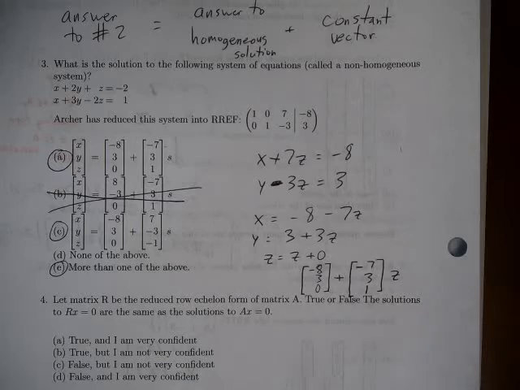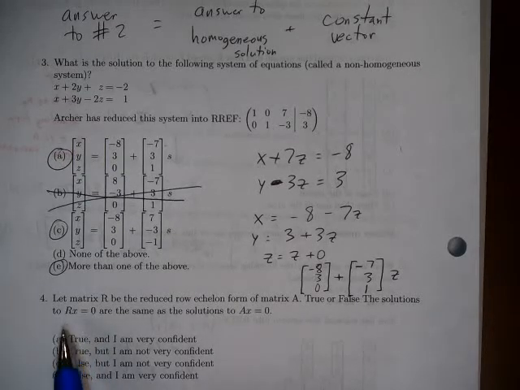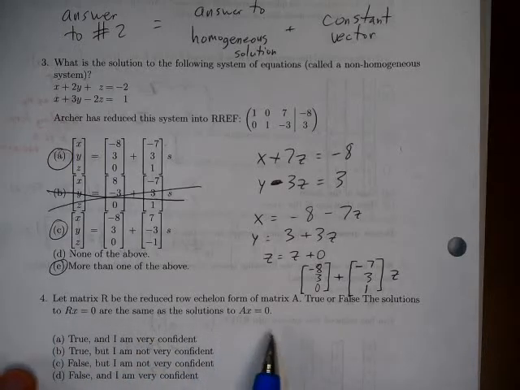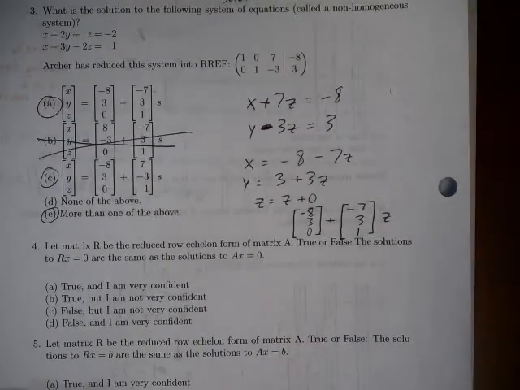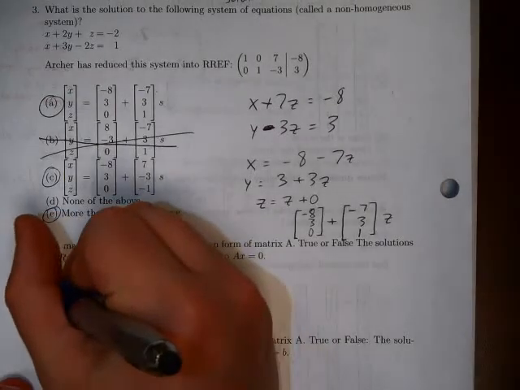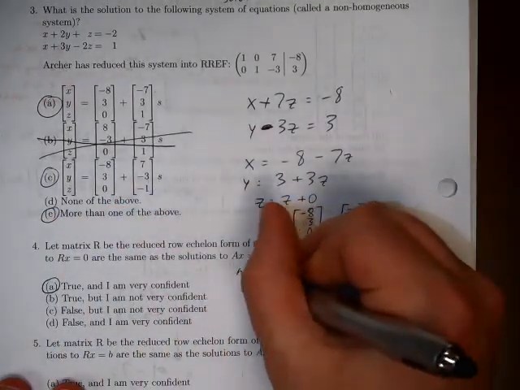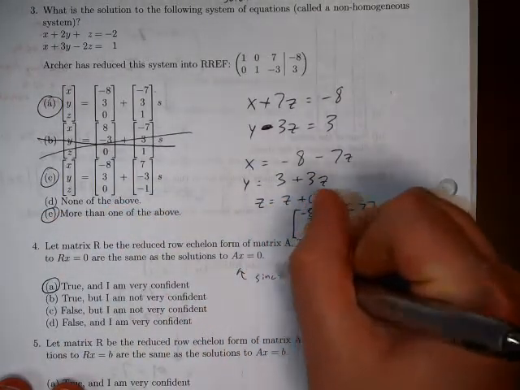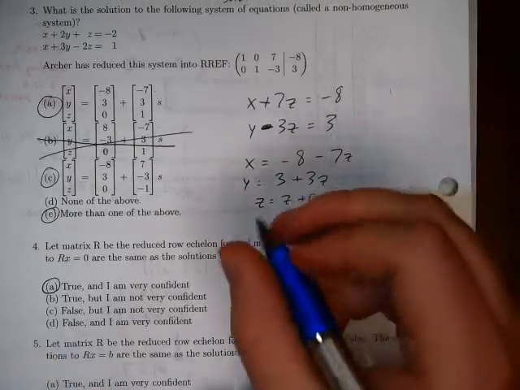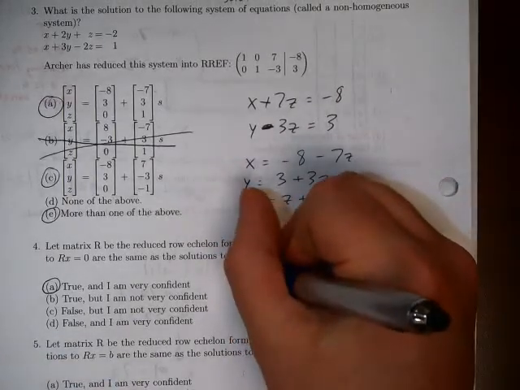Alright, so let's keep moving on. If we wanted to look at the matrix associated with the reduced row echelon form of A, the solutions to Rx equals 0 are going to be the same as solutions to Ax equals 0. This is true because the last column is all zeros. The row operations won't change them.